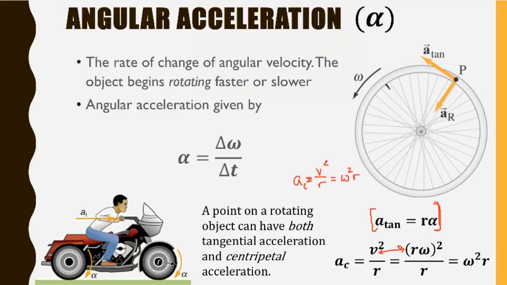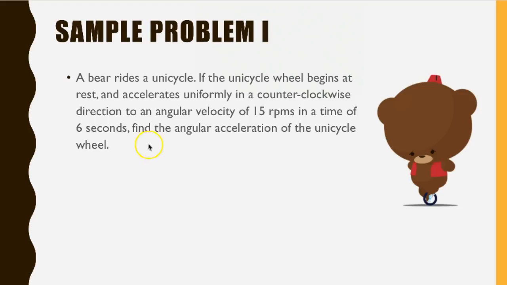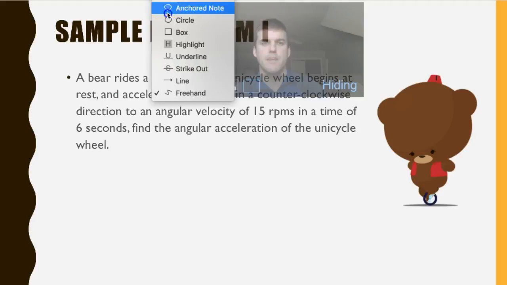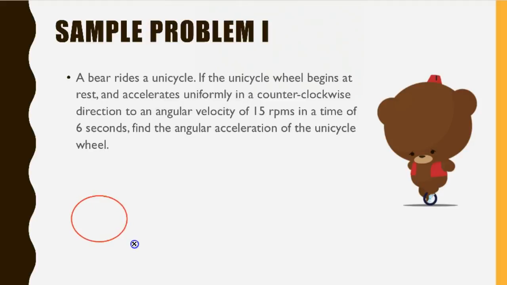So let's look at one more example, and then we'll finish up here. Here we have a bear riding a unicycle. If the unicycle wheel begins at rest and accelerates uniformly in a counterclockwise direction, let me just draw this out real quick to get a better view of what's happening. So here's our wheel. It begins to rotate in a counterclockwise direction, so omega is heading that way.